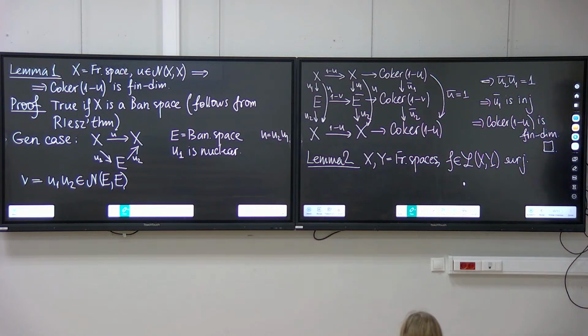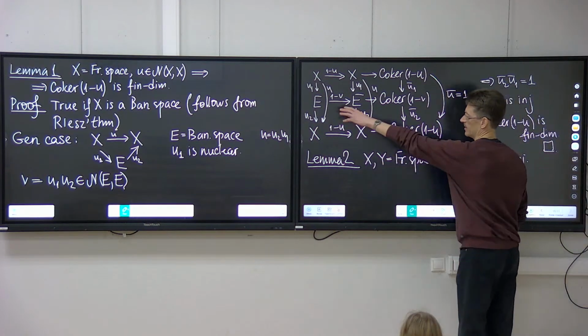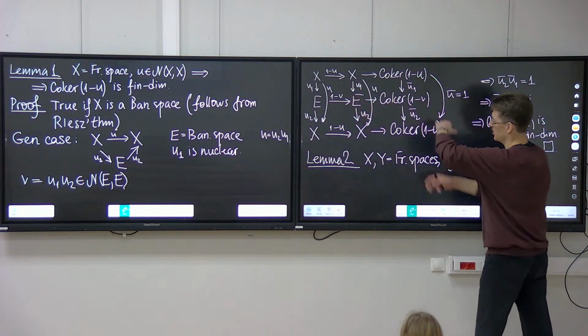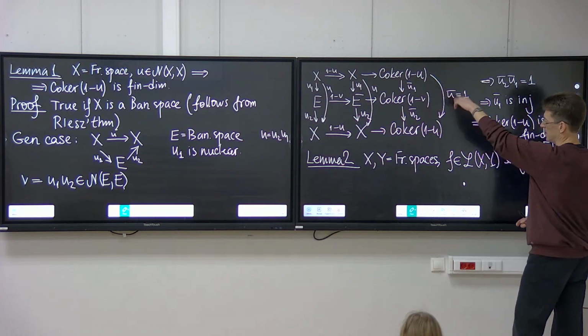Okay. So on the one hand, this is the identity map, but on the other hand, we can now look at this arrow and we see that the whole diagram commutes. So the composition of U1 bar and U2 bar is the identity map.